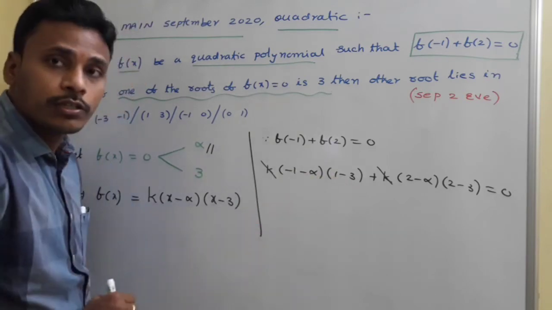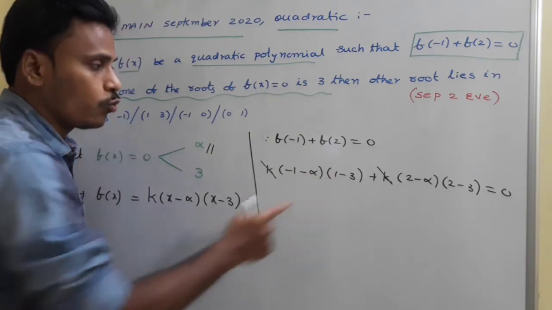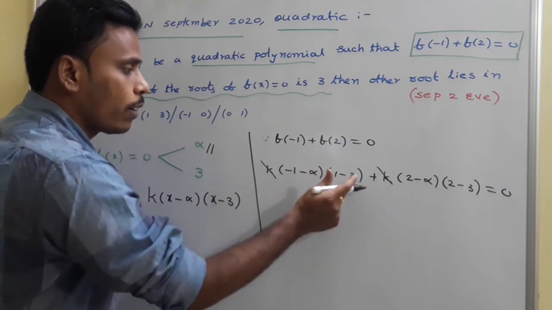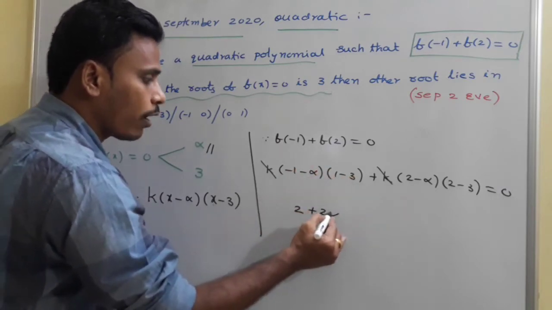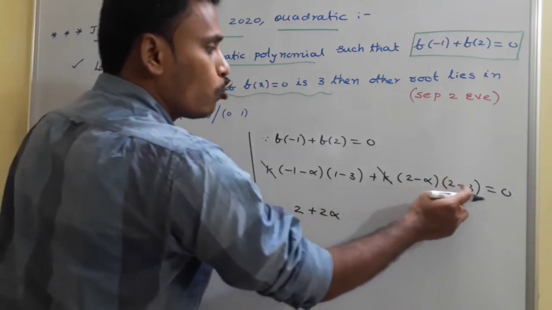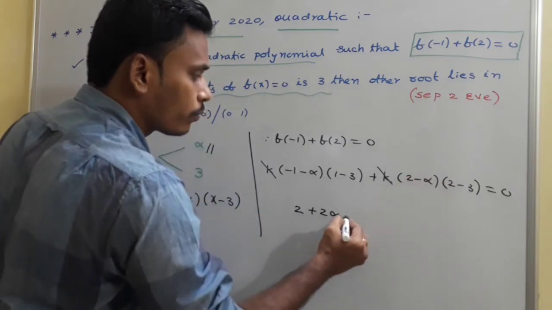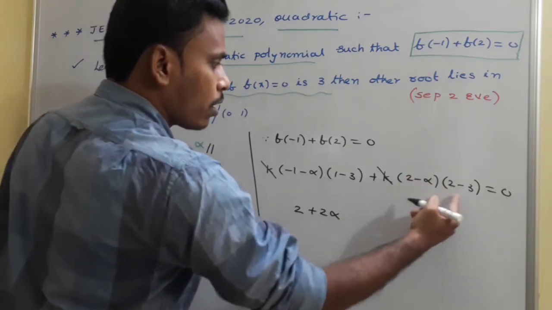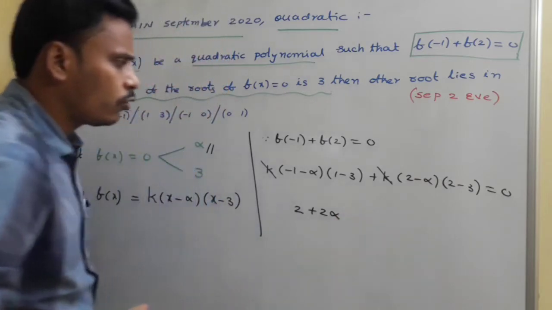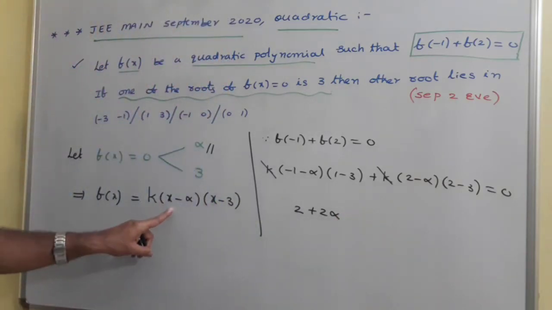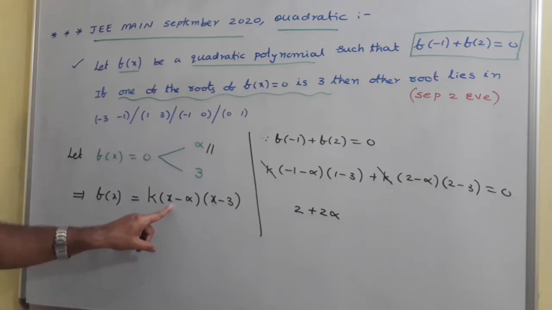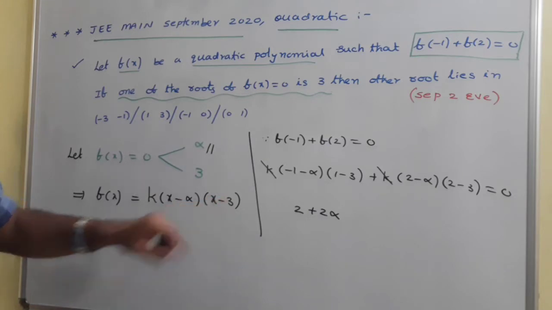1 minus 3 is how much? Minus 2. Minus 2 into minus 1 is 2. Minus 2 into minus alpha is plus 2 alpha. And then, 2 minus 3 is minus 1. Minus 1 into 2. Did I make any mistake here? Replacing x, 1 minus 3 is minus 2, plus 2 alpha. Just a minute. F of 2, 2 minus alpha into 2 minus 3, right, very good.